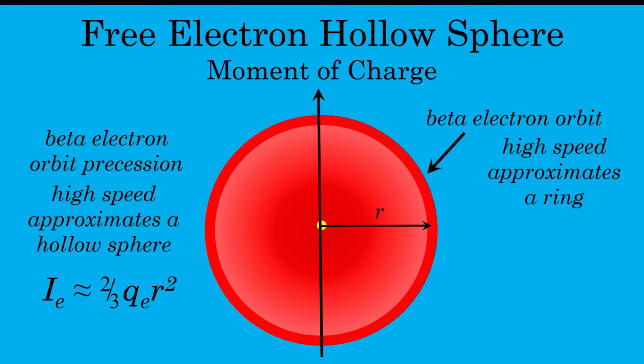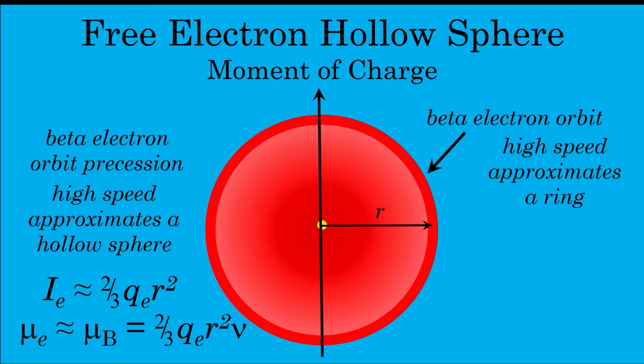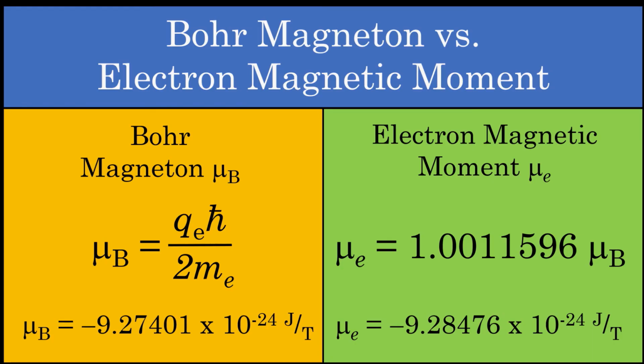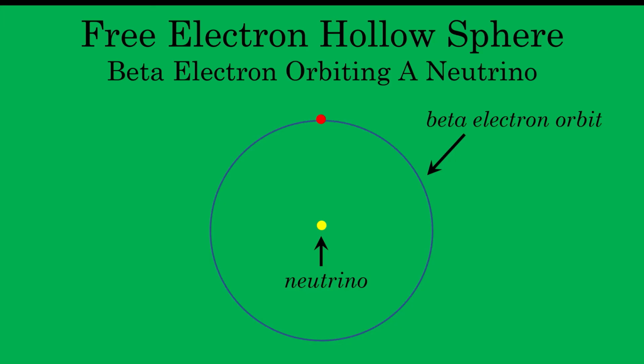This beta electron hollow sphere approximation produces a free electron moment of charge of 2/3 q_e r_e squared, which, when multiplied by the particle's frequency nu, gives the Bohr magneton as the electron magnetic moment. So, using the Bohr magneton, we found that the free electron appears to be a charged hollow sphere created by a beta electron orbiting a neutrino. However, the Bohr magneton is only an approximation of the electron magnetic moment. Can this free electron model produce the actual electron magnetic moment?